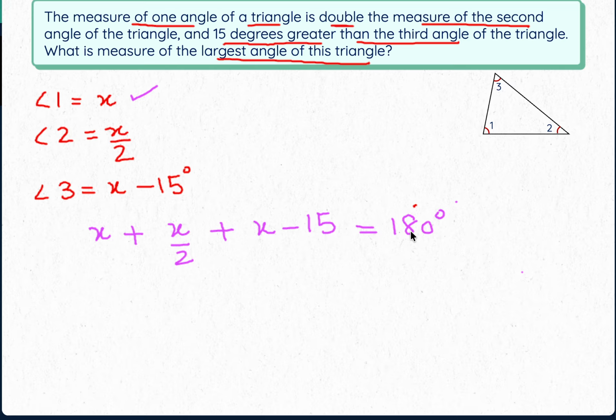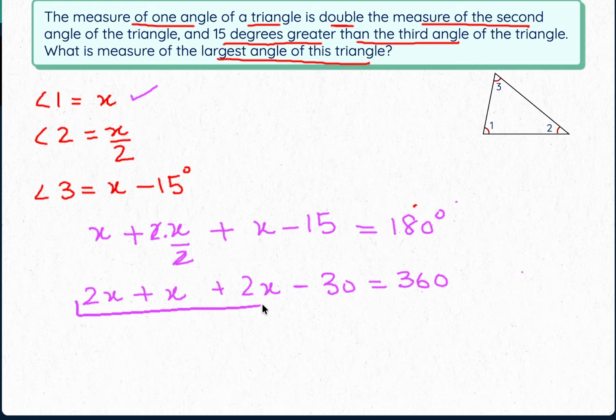I have to simplify this equation, and for that I have to eliminate this denominator. So I'll multiply 2 on both sides. I'll get 2x plus x. If I multiply 2 with this term, this and this will cancel out, right? So this will be x, plus again 2x minus 30, because 15 times 2 is 30, and this will be 180 times 2, that would be 360, right?